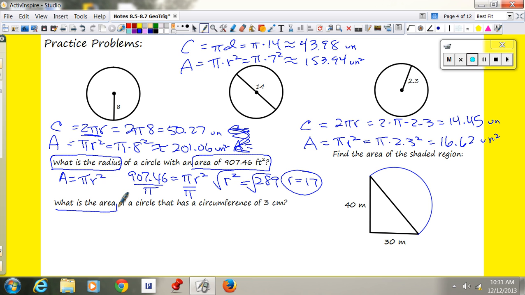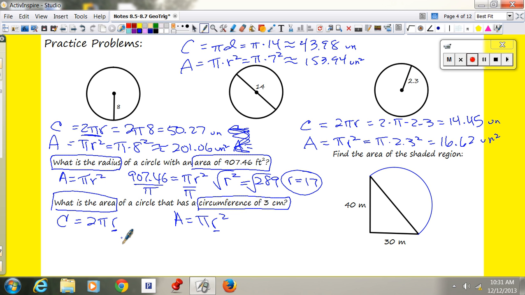What is the area? Again, we're looking for area. What is the area of a circle that has a circumference of 3 centimeters? Circumference formula, area formula. What do they have in common? They both have pi. They both have r. So if I find out what r is over here, can I plug it into this one? Yes. If I find the r here, I can plug it into the r over there. That's what I want to do.